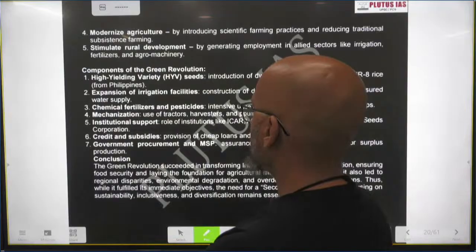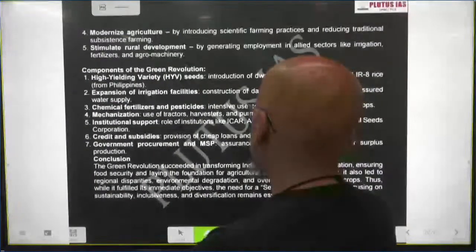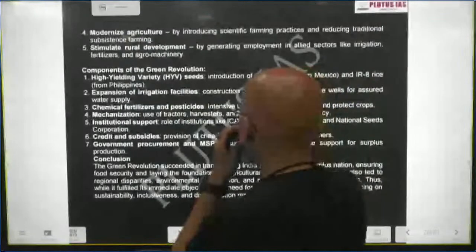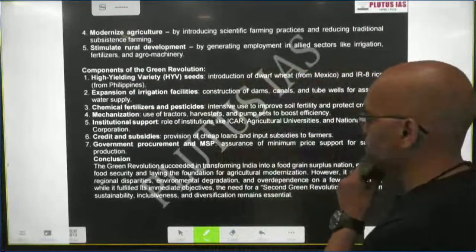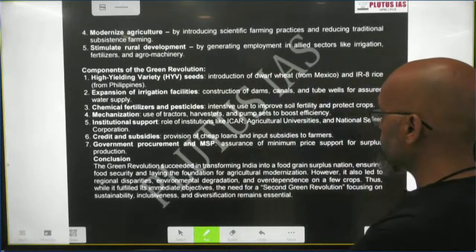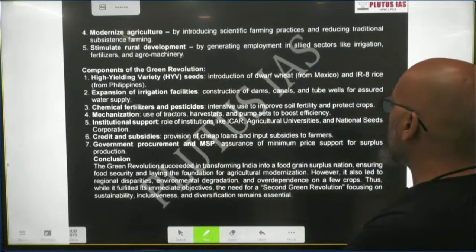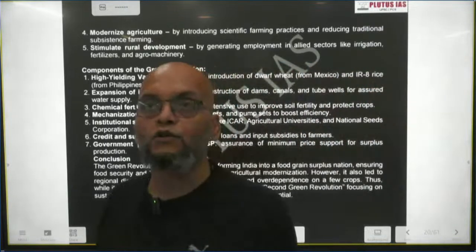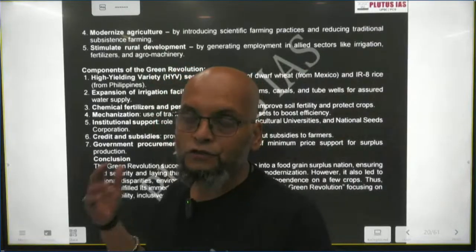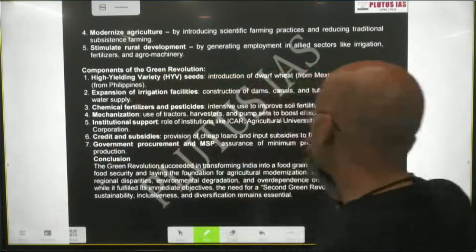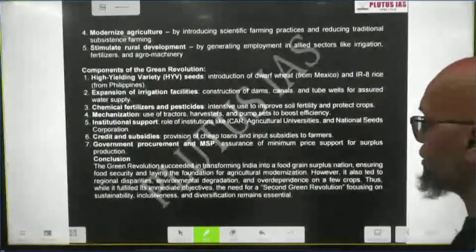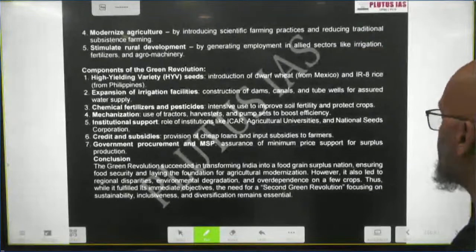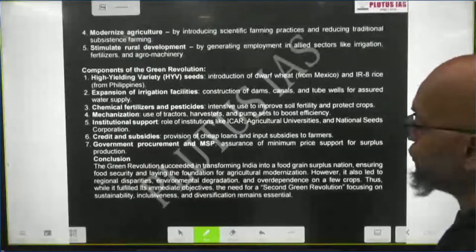Then institutional support, the role of institutions like ICAR, agricultural universities, and the National Seed Corporation. Credit and subsidies, provision of cheap loans and input subsidies to farmers. Government procurement and MSP, assurance of minimum price support. MSP is the minimum price at which the government is going to purchase the food items from you, so you can sell it at higher prices for surplus production.